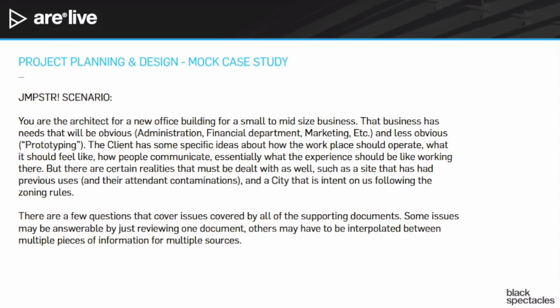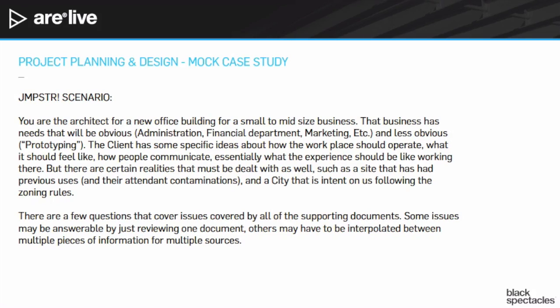So here we are in the initial scenario. For this particular case study, you are the architect for a new office building for a small to mid-sized business. That business has needs that will be obvious: administration, financial department, marketing, people like that. And less obvious, something called prototyping, which presumably has a shop area and other places where things actually get made.